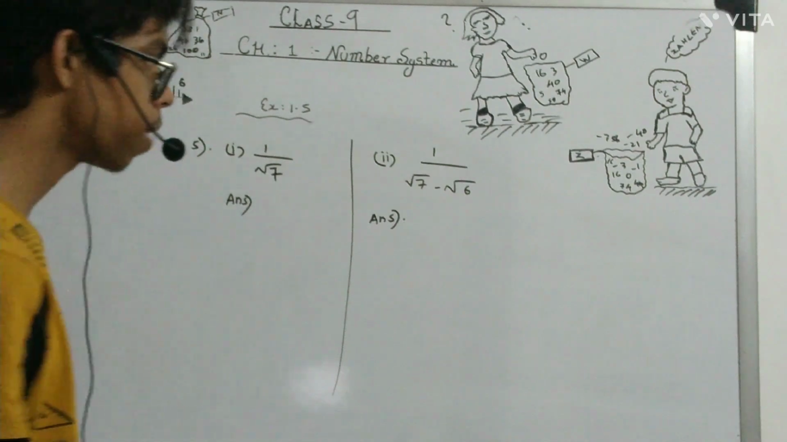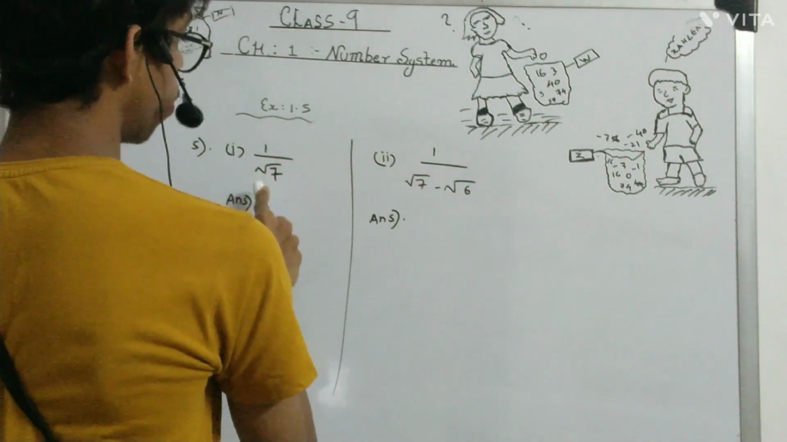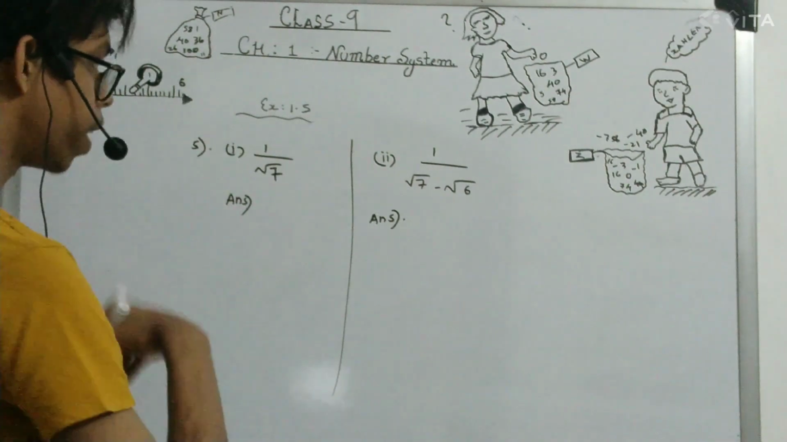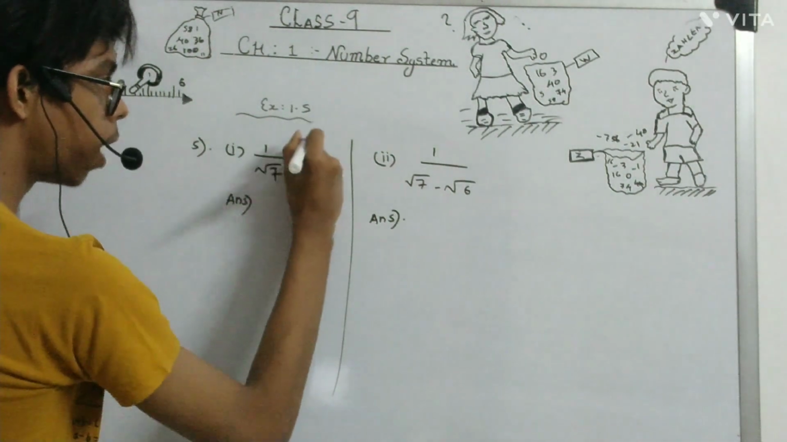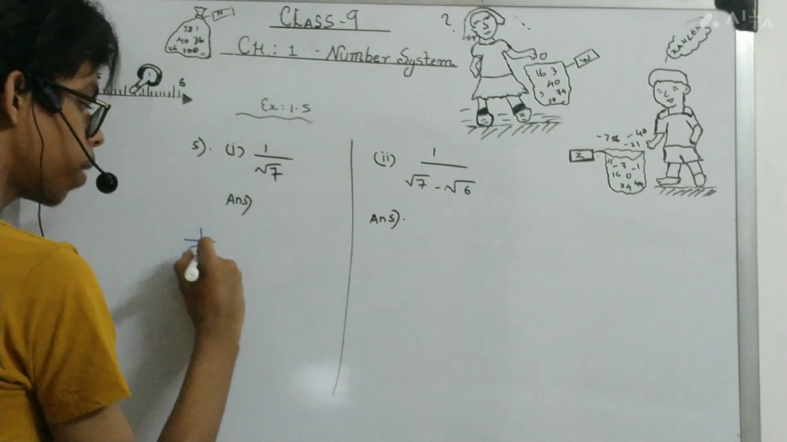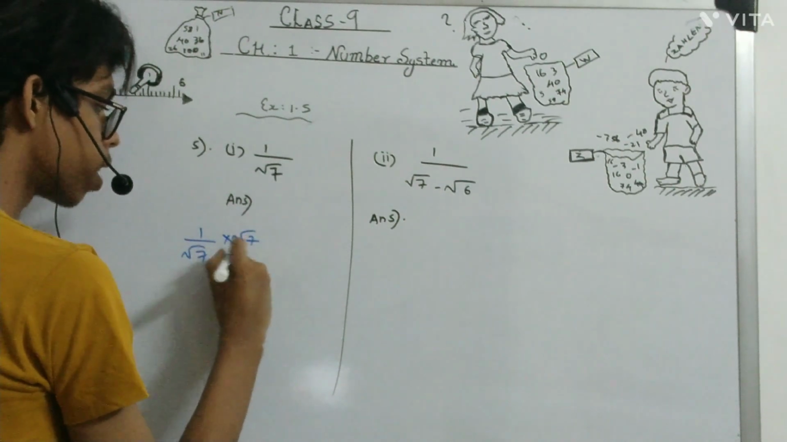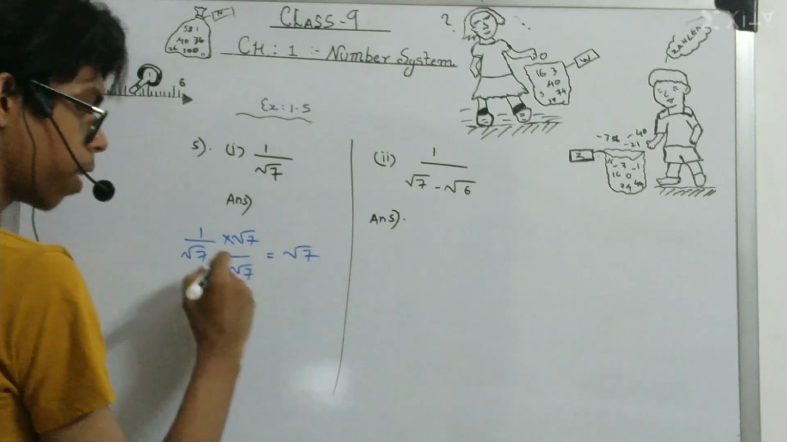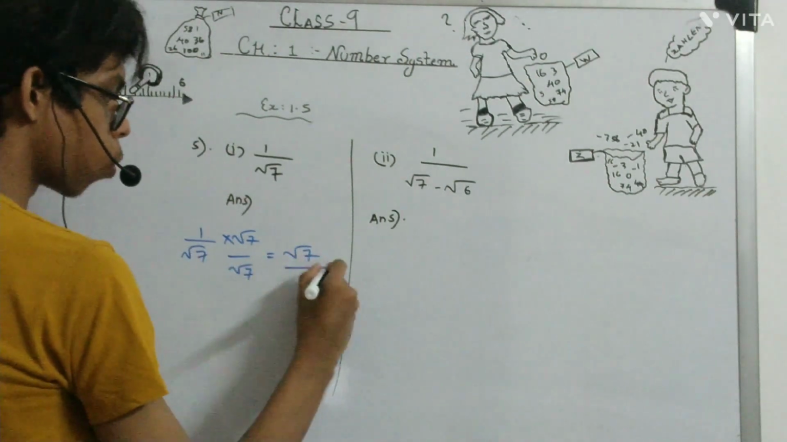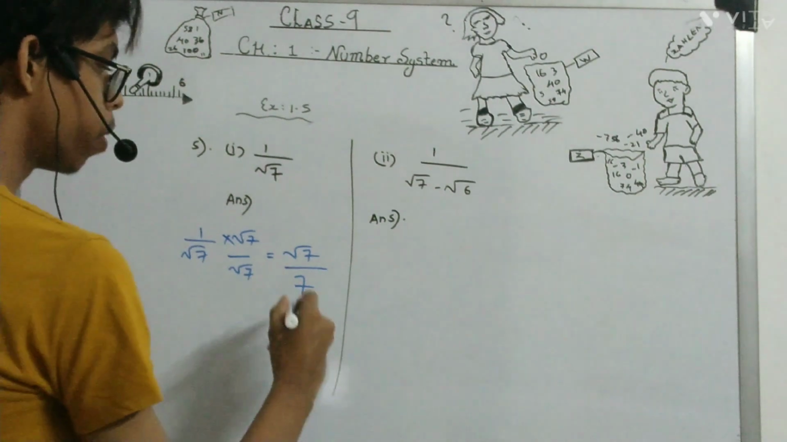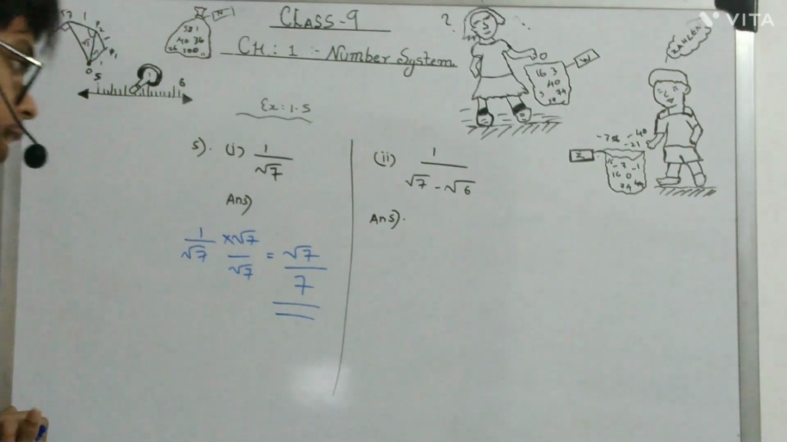We know the concept: whenever there is a root of something in the denominator, we have to eliminate it. So how will you eliminate this root 7? We have to multiply and divide this number with root 7. So 1 by root 7 into root 7 by root 7. 1 into root 7, you know it is root 7. Root 7 into root 7, it is simply 7, as they are two similar surds. So this is your final answer over there.